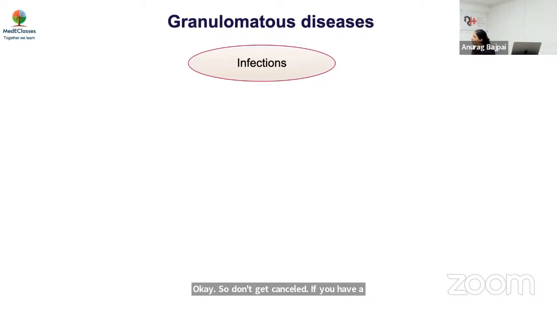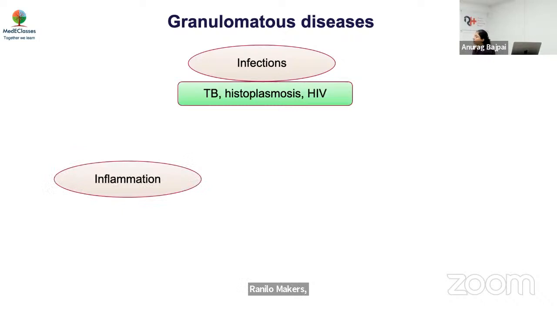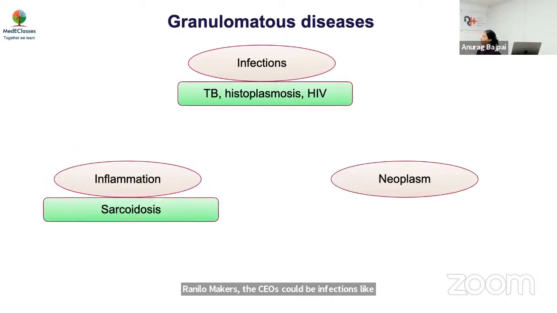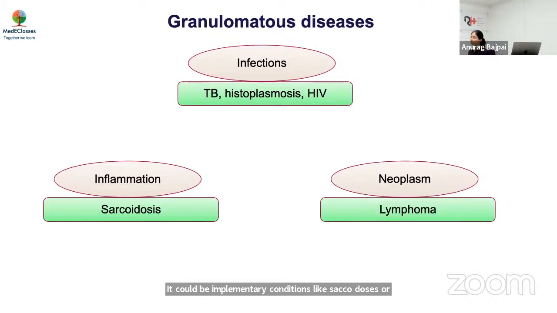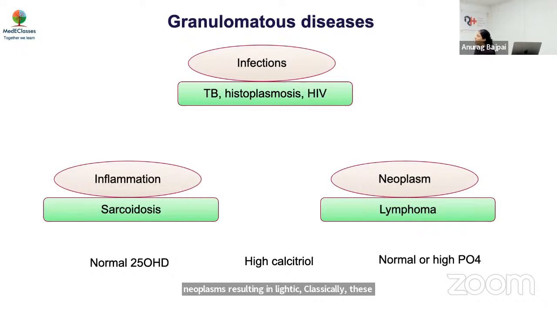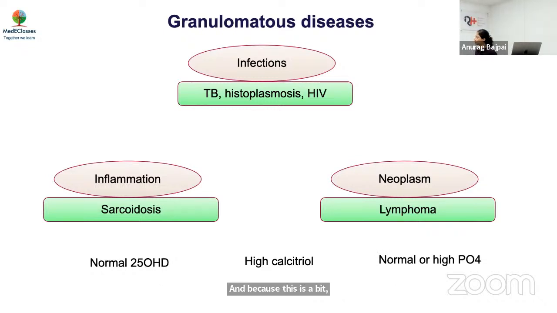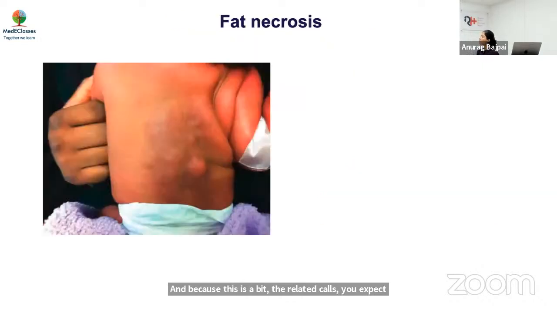Granulomatous diseases could be infections like tuberculosis, histoplasmosis, or HIV. It could be inflammatory conditions like sarcoidosis or neoplasms resulting in lytic lesions like lymphoblastic lymphoma. Classically, these children will have normal 25-OHD levels with very high calcitriol levels. And because this is a vitamin D related cause, you expect them to have normal to high phosphorus levels.